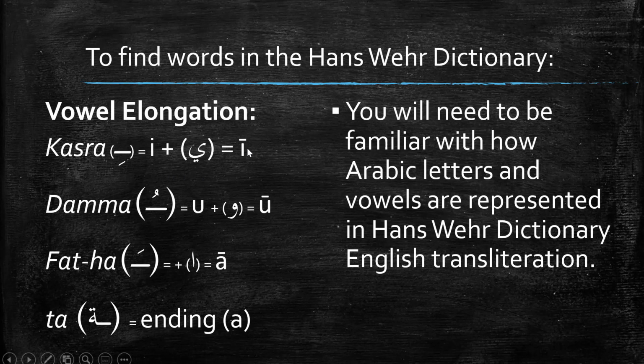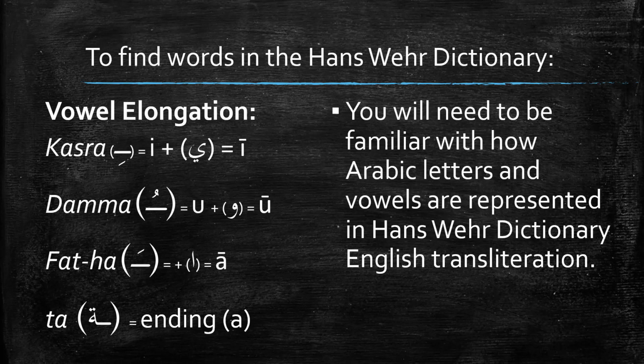Okay, that's represented by I with the addition of that little line on top. That line on top is called a macron. So you add the macron on top of the I. If you see the macron on top of the I, that means that the ya is being used not as its own letter, but to elongate.